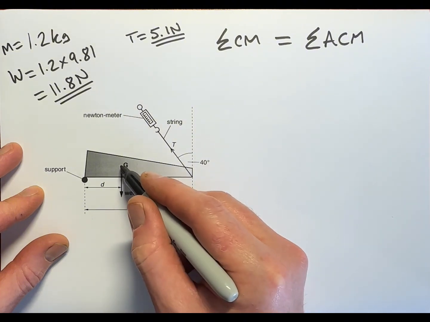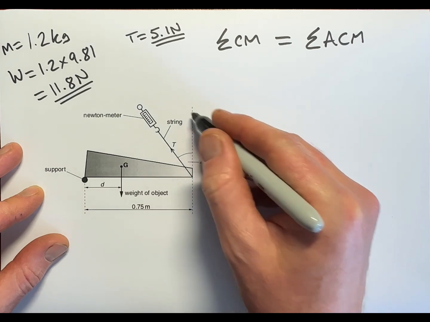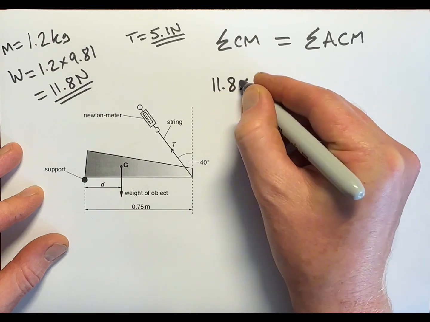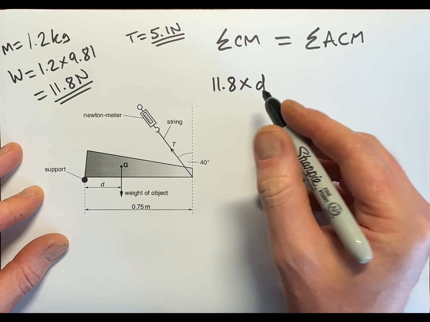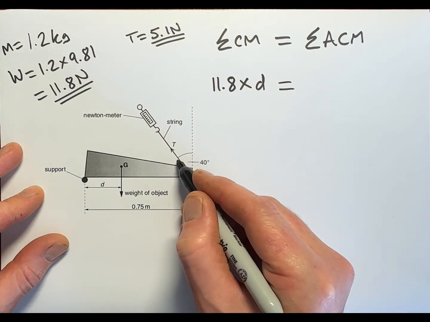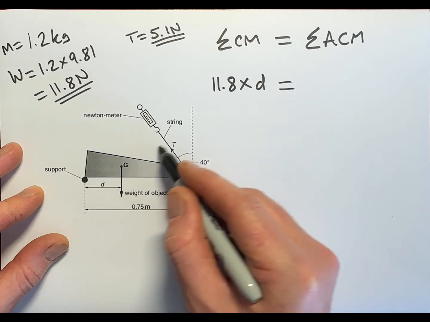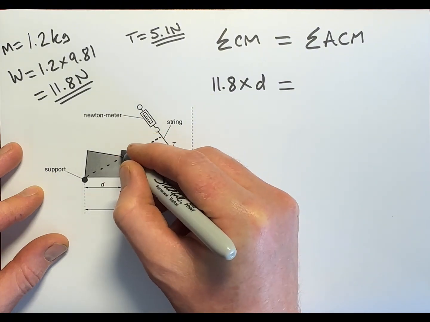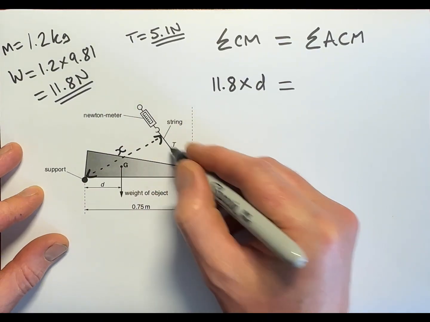Clockwise, we've got the weight acting clockwise, and then the tension acting anti-clockwise. Clockwise, we've got the weight, which is 11.8, multiplied by the perpendicular distance from the pivot point, which is d. Remember, importantly, this distance is the perpendicular distance. In this direction, we've got a problem because we've got the tension here, but we don't know its perpendicular distance. I'll just call it x. We don't know that distance, the perpendicular distance of that force from the pivot point.